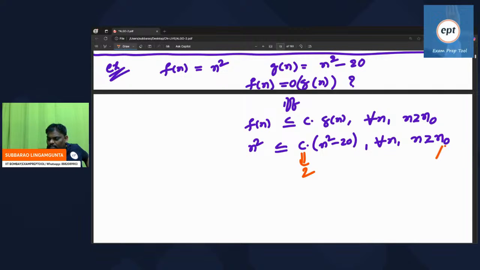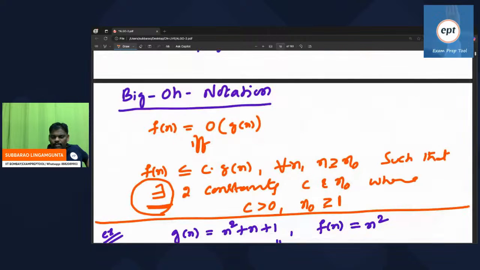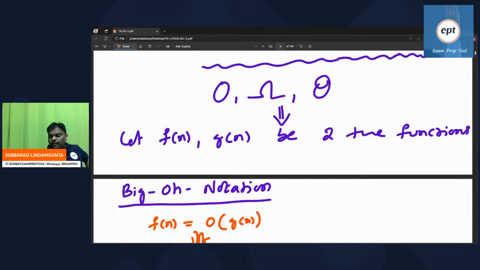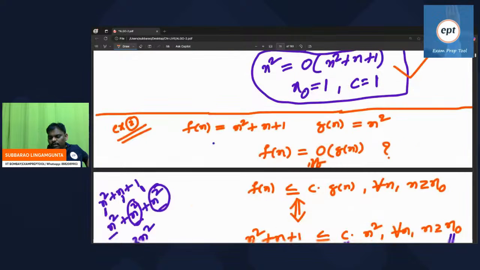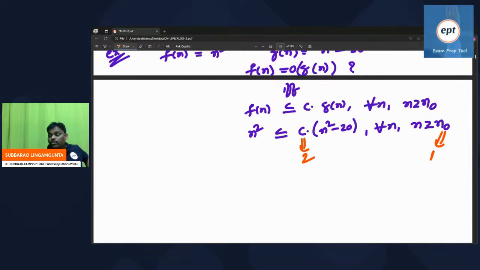Let's start from n0 value 1 onwards. If you start from n0 value 1, left is 1, right is going to be 1 minus 20, negative coming. Remember, we are taking positive functions. See the definition: f of n, g of n are two positive functions. They both are positive functions. So please be careful.